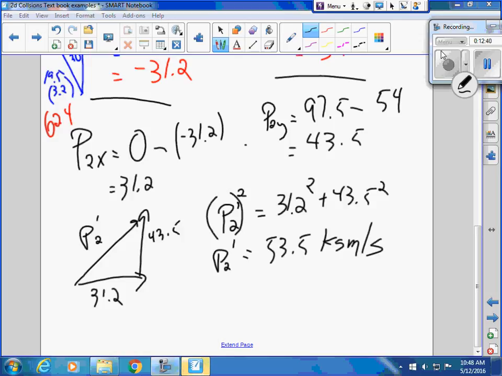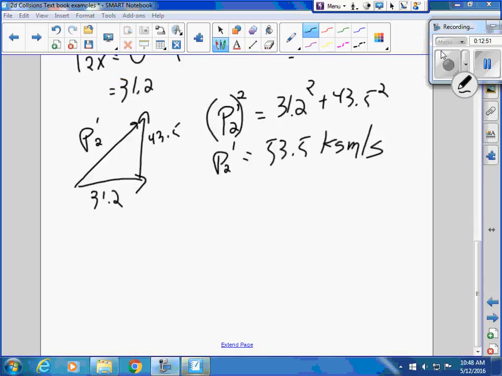This question isn't too bad. Like, it's not, I mean, relative, right? Like, it's not bad. 53.5. Now we're going to have to find the angle.